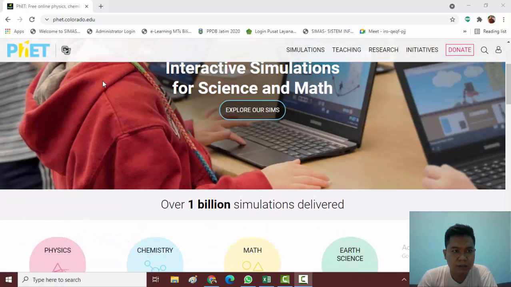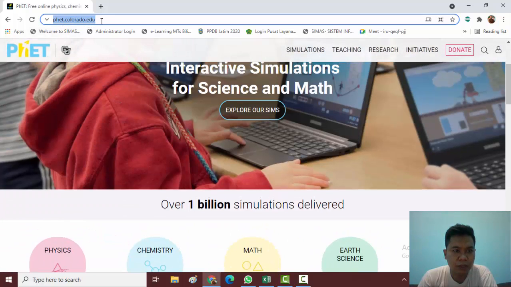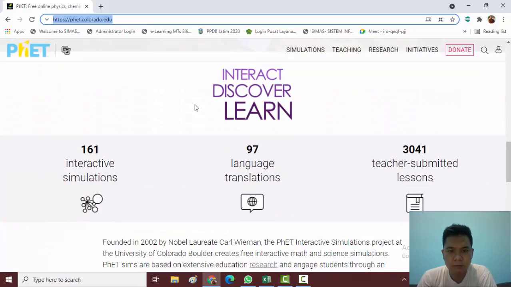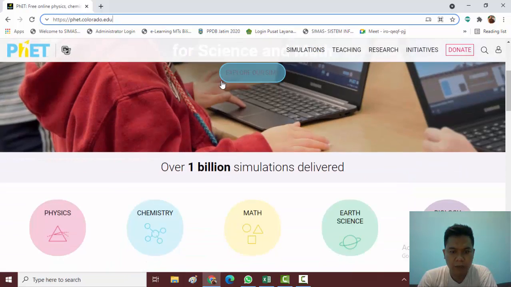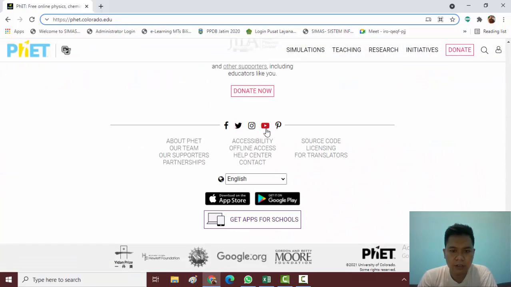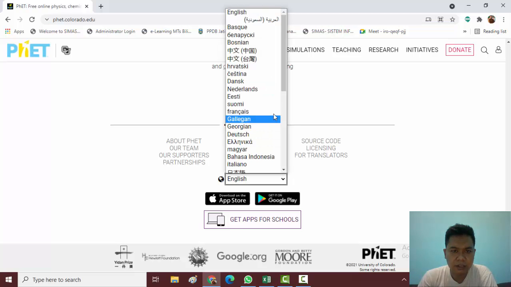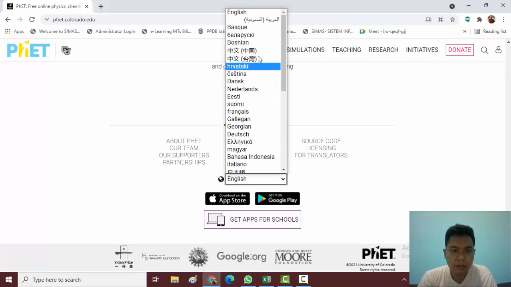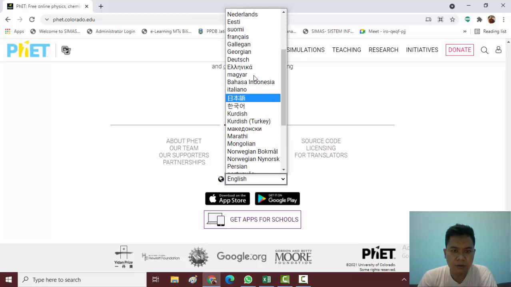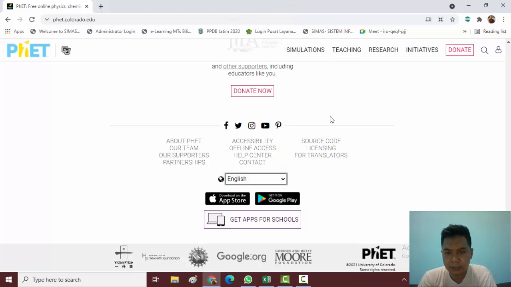The link is phet.colorado.edu. You can search this in your browser, on your smartphone or your computer. This application is available in English and another language, Indonesian. But now I will explain in English.